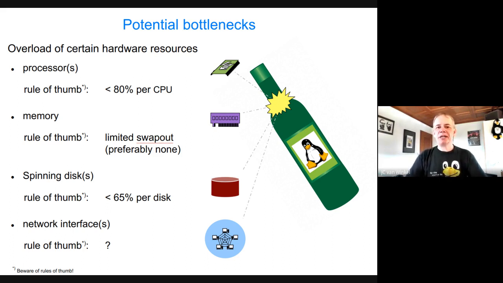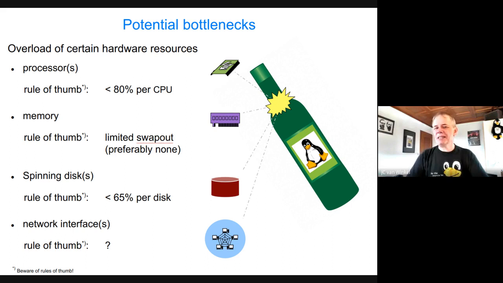Then we have memory. Having swapping is a bad sign. But even a system without any swapping that is currently using a lot of memory may feel slower as less memory becomes available for the page cache, which means that your disk becomes slower.